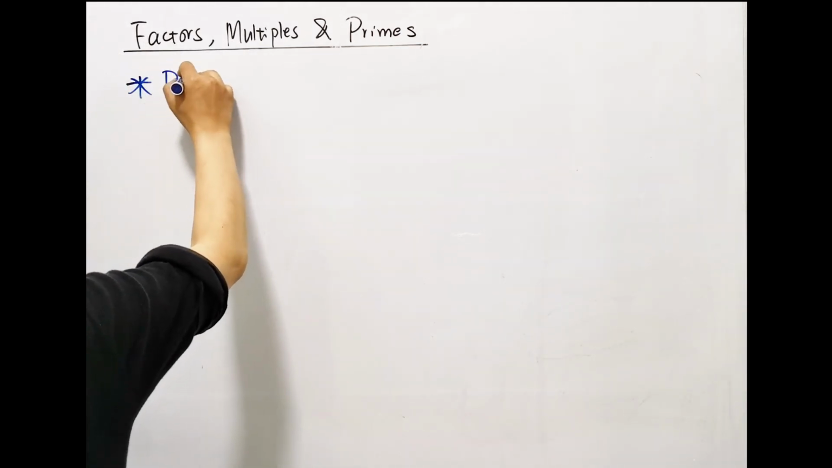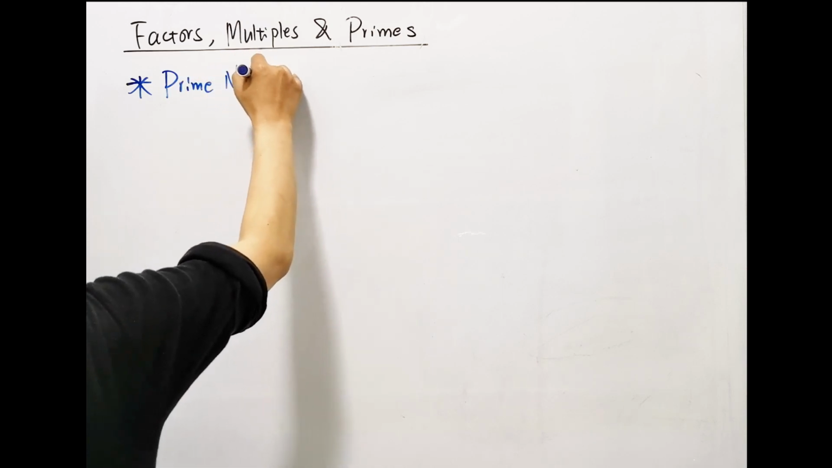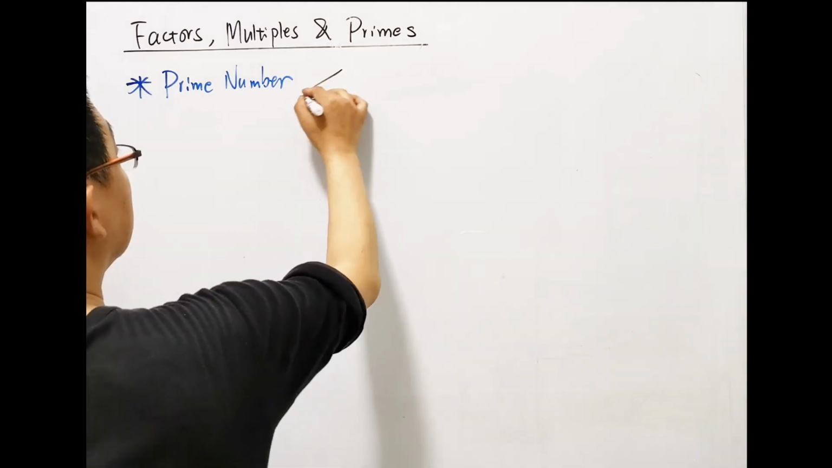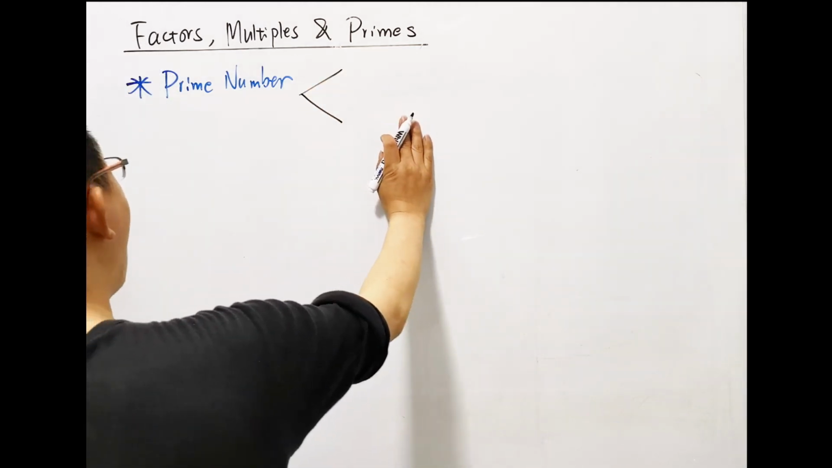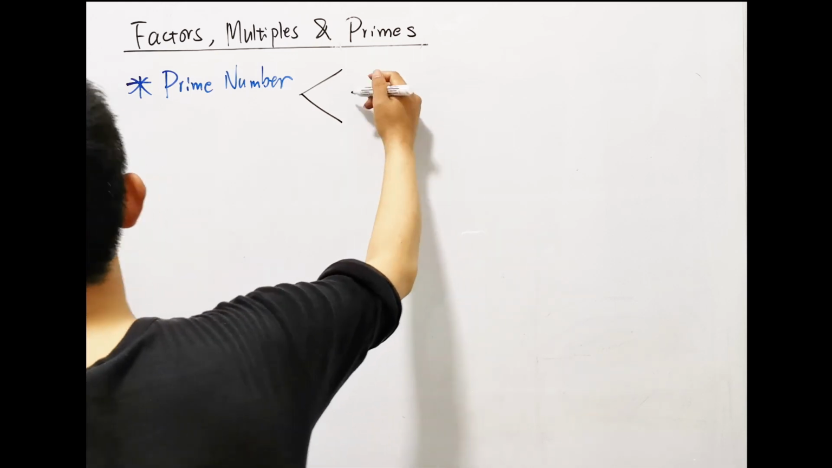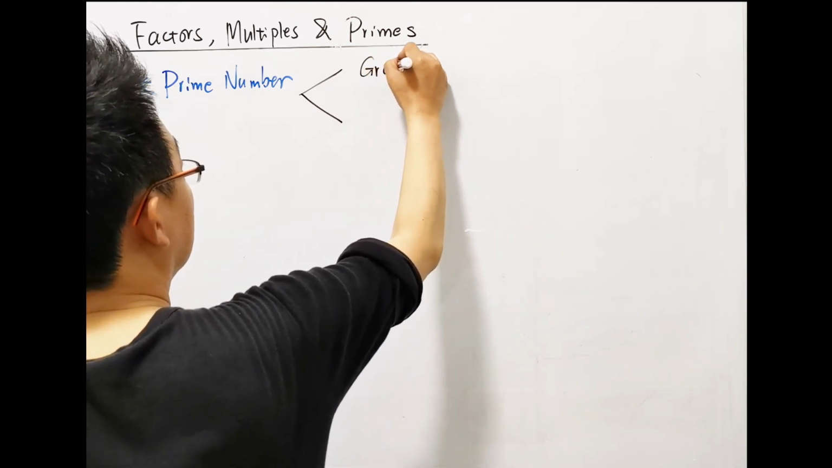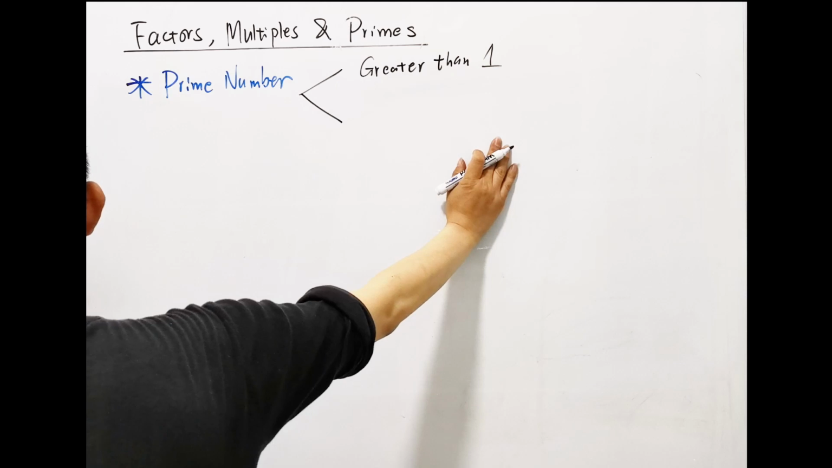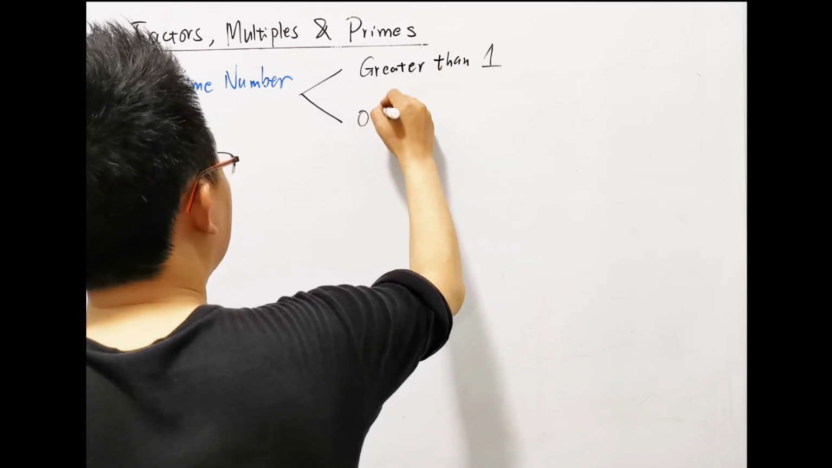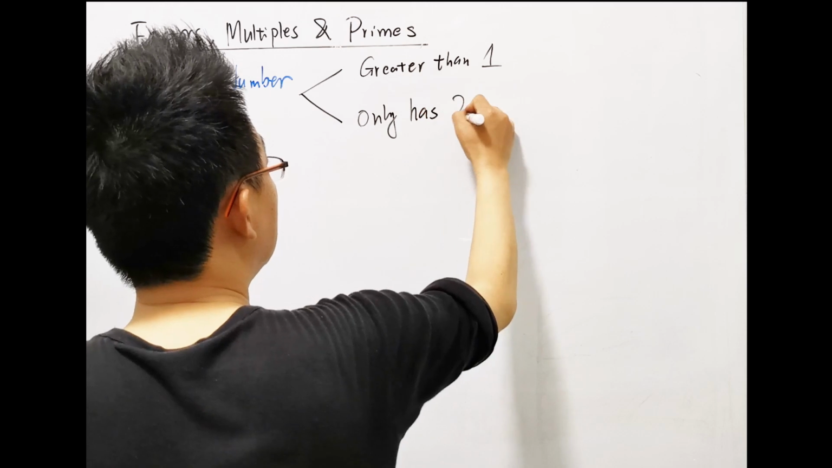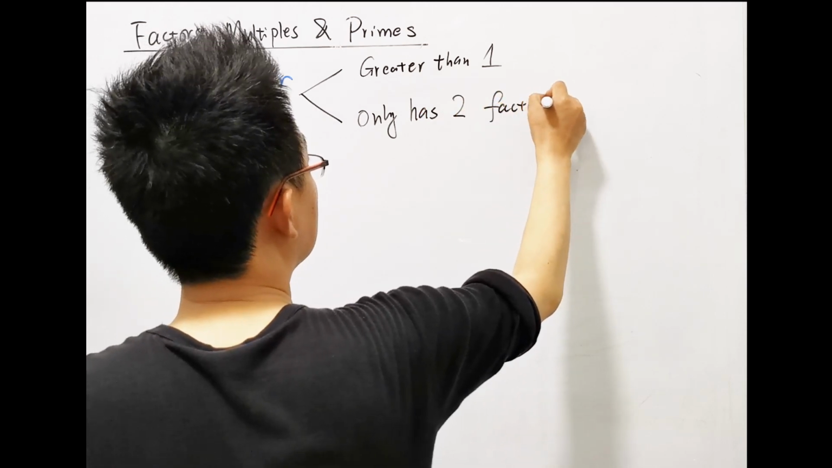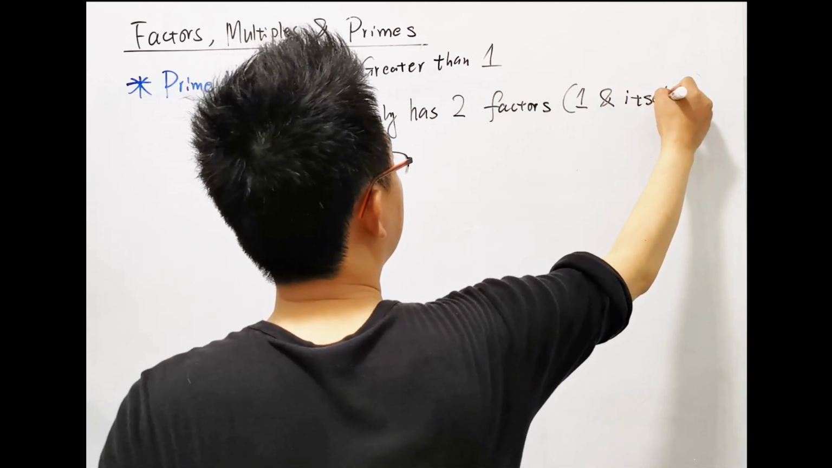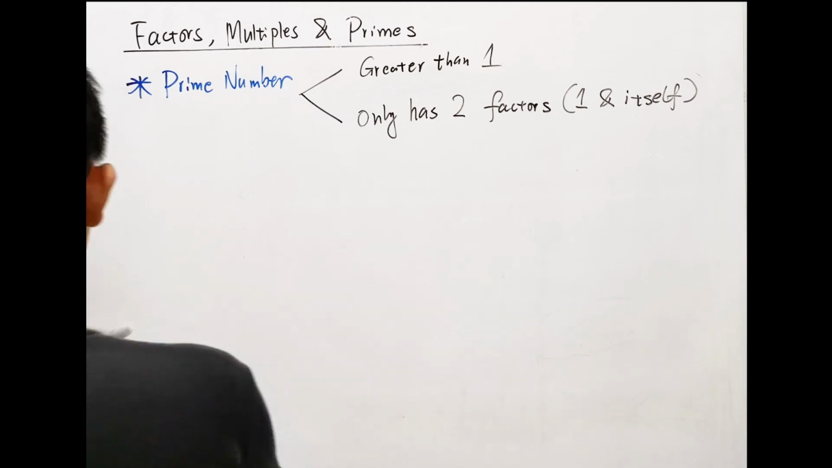Now let's give a summary. So what is the prime number? Prime number is a whole number. It's greater than 1, and then it also only has 2 factors, 1 and itself. So this is very important, right?